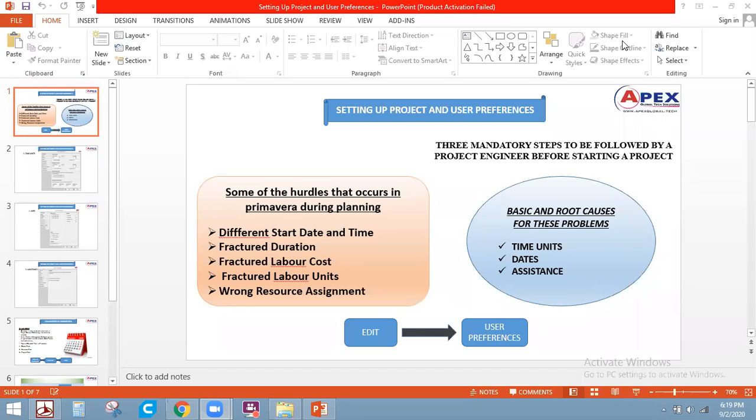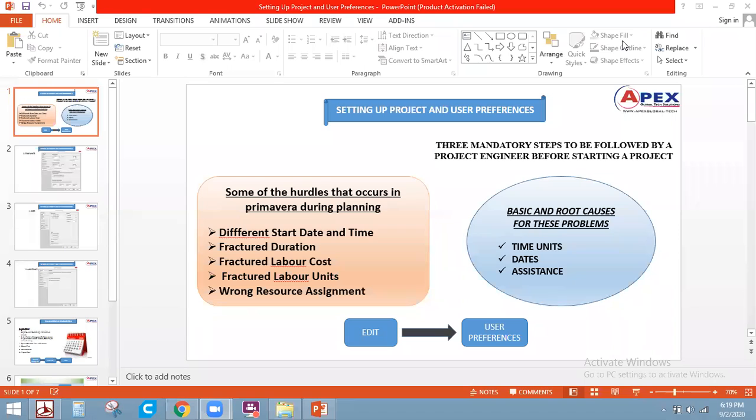Those are different start date and time, fractured duration, fractured labor cost, fractured labor units, and wrong resource assignment. If you do not do the initial settings in Primavera, these are the hurdles that we will face at the time of scheduling of the project. Got it? Yes, sir. Okay, I'll explain in brief.